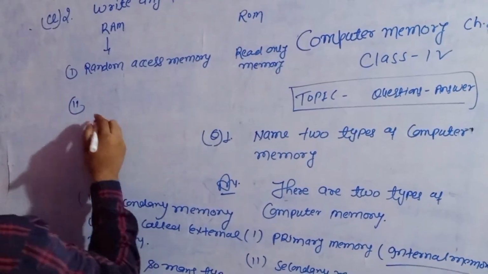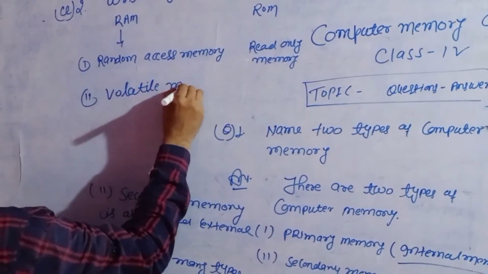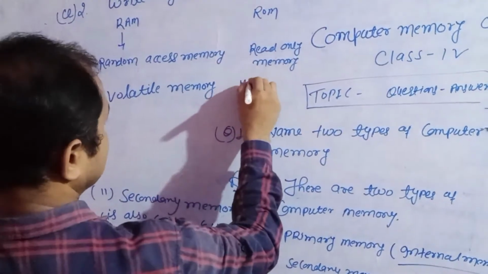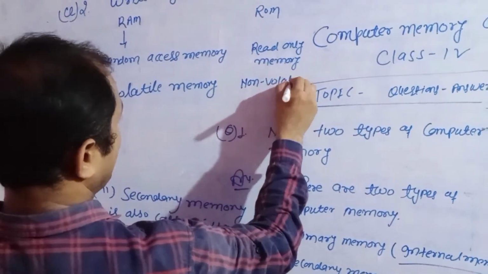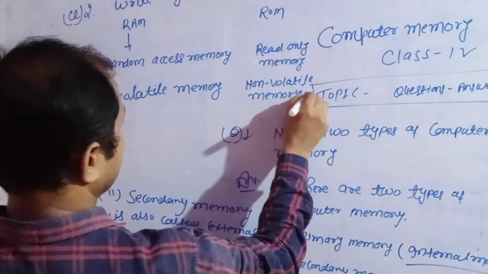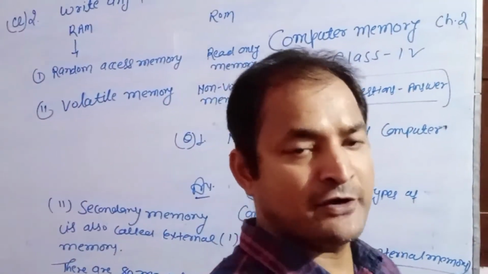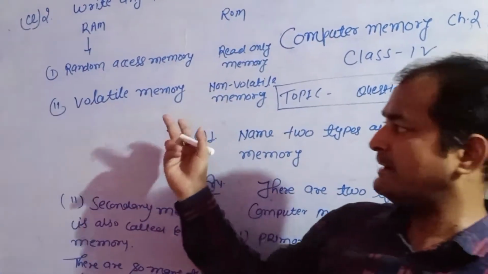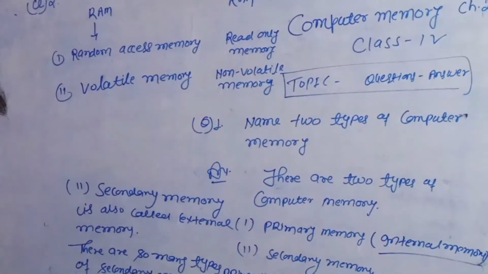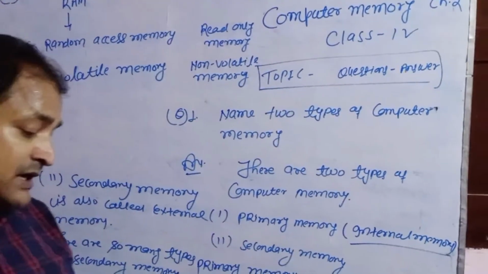RAM is a volatile memory and ROM is a non-volatile memory. This is the second difference. RAM is also called random access memory and ROM is called read-only memory. RAM is a volatile memory and ROM is the non-volatile memory. These are the two differences.